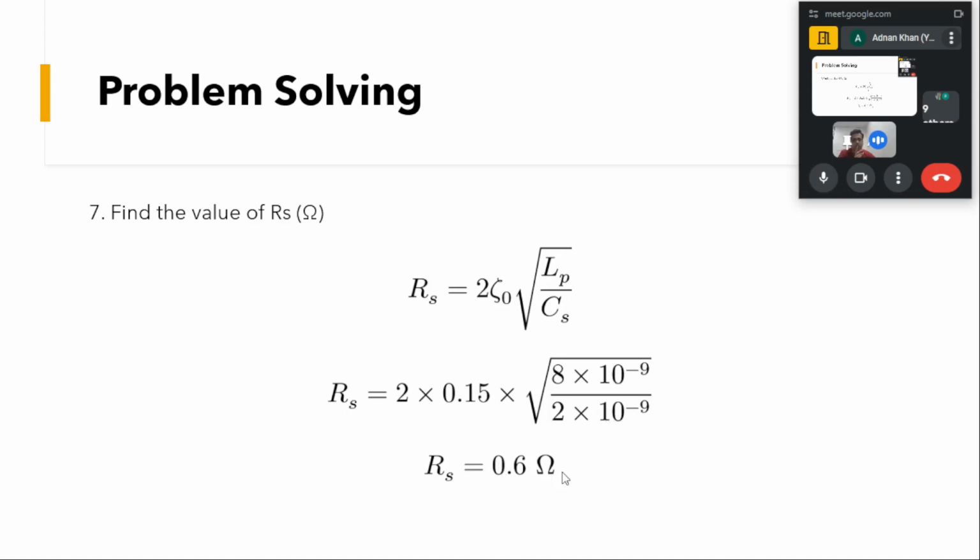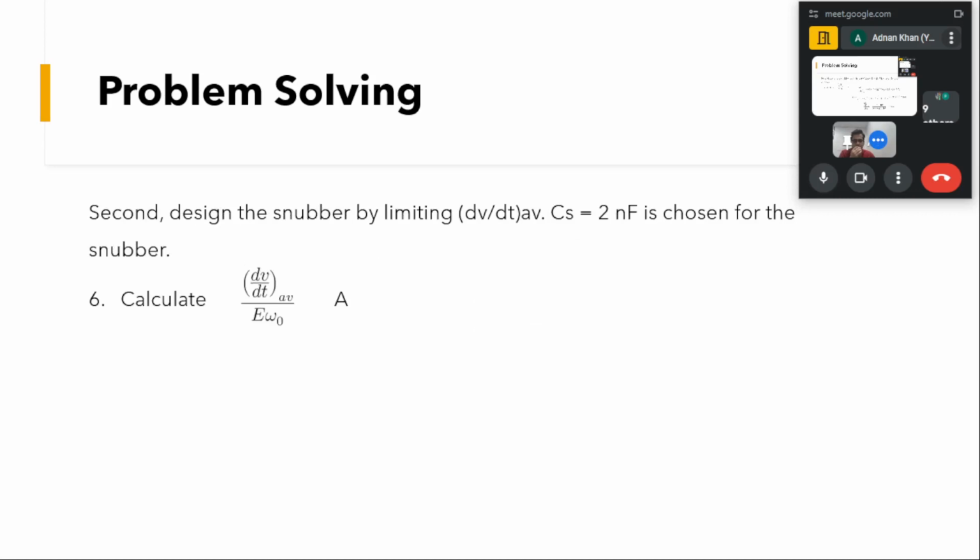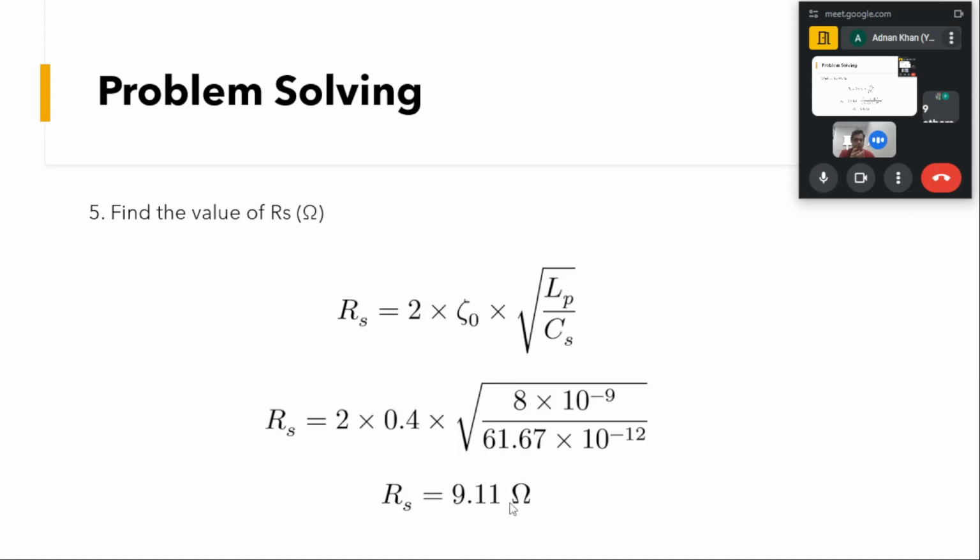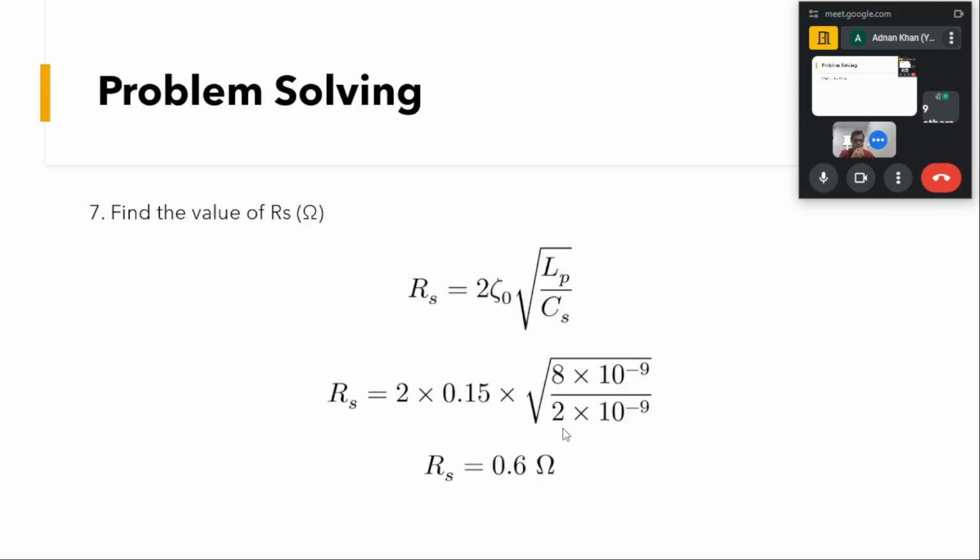Now you can see the difference between the two designs. Earlier, we had CS equal to 667.67 nanofarad, and R was coming to be around 9.11 ohm. Here now CS is around 2 nanofarad and R is around 0.6 ohm.